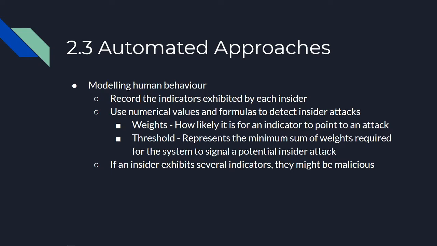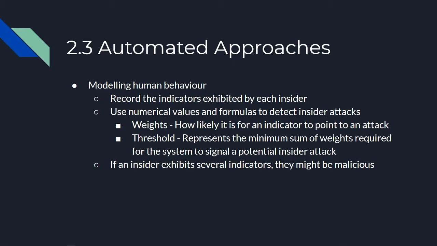And finally, we have a couple automated approaches. The first one is making use of the indicators that we talked about earlier, by modeling human behavior. The first step of this approach is management has to record the indicators exhibited by each insider. So basically, if you notice any weird social behaviors or anything for an employee, you would have to make a record of that. And next, the system could use numerical values and formulas in order to detect insider attacks.